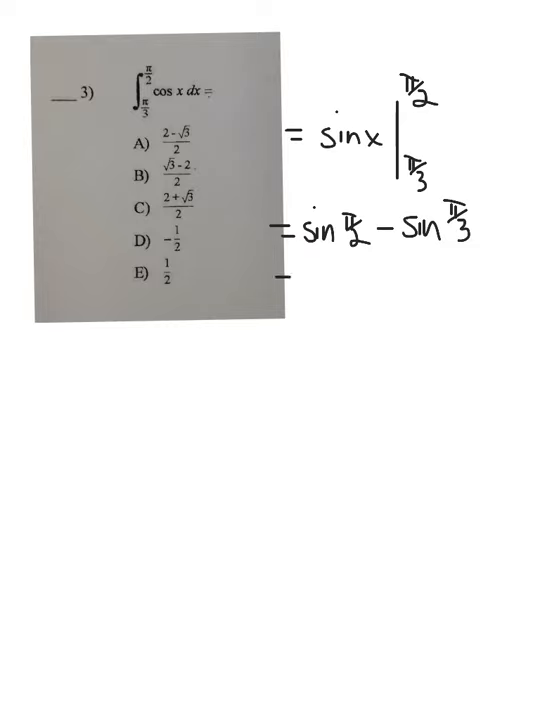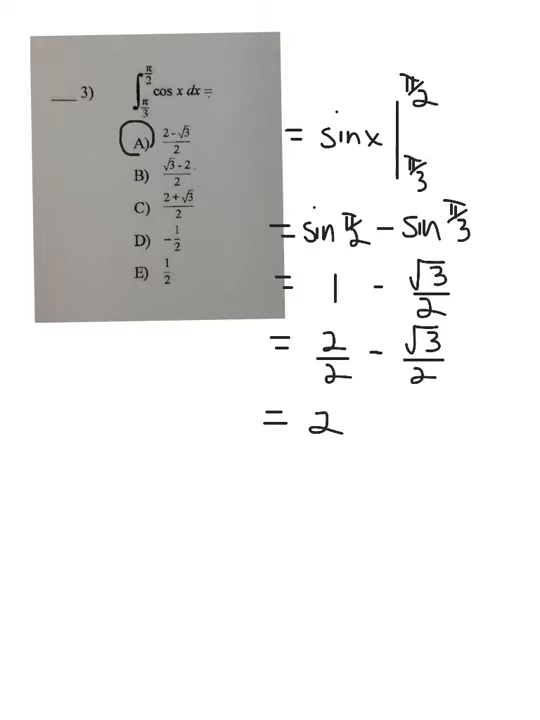Okay, pi over 2, the sine of that is 1, minus the sine of pi over 3, which is 60 degrees. That's radical 3 over 2. Okay, so you could really write this as 2 over 2 minus radical 3 over 2. I think that might help a little bit. Okay, and then hopefully you can see that that answer is A, because I can rewrite this as one fraction with its denominator.